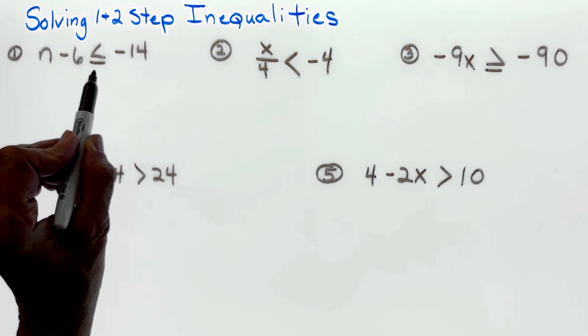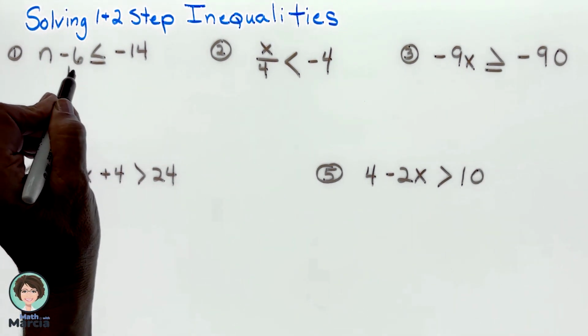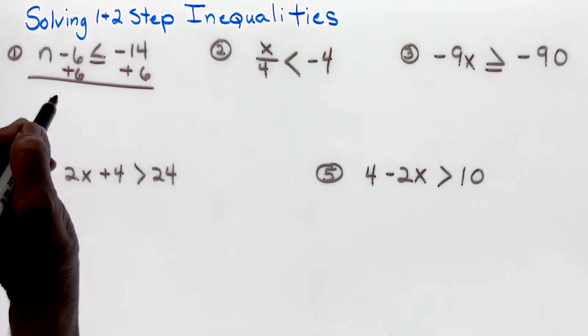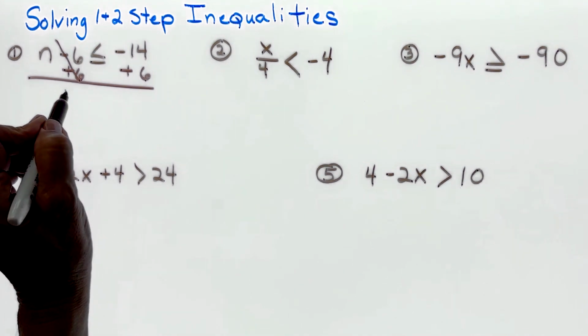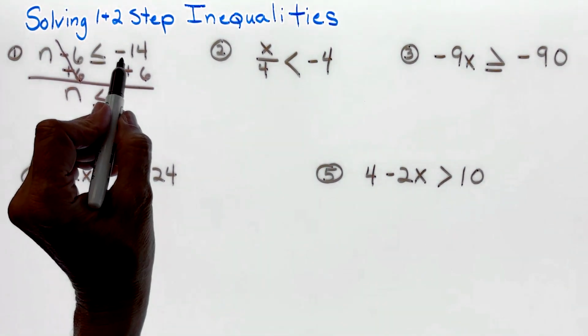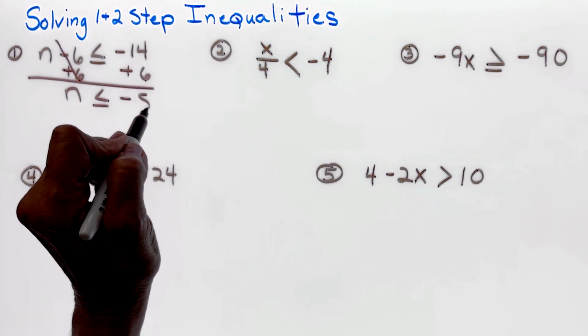N minus 6 is less than or equal to negative 14. We need to get the variable by itself, so we're going to add 6 to both sides. This cancels out. Again, that was our goal. So n is less than or equal to negative 14 plus 6, which is negative 8.